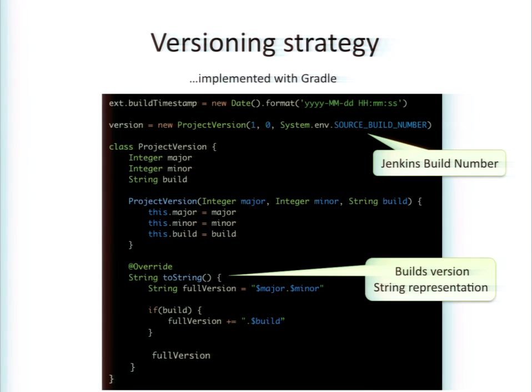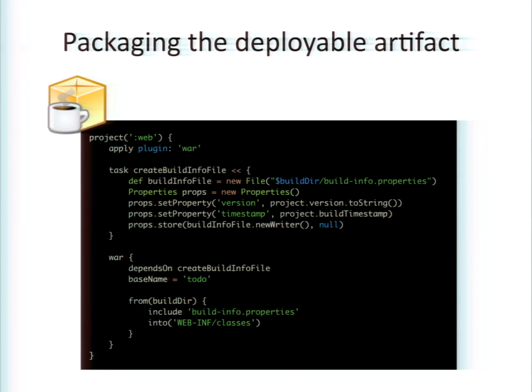So this is where our Jenkins build number will come in. I talked about this metadata that we want to include in our war. So this is how we could do it. We create a little task. We call it create build info file. And all it does is create this properties file, build info.properties, a simple properties object, and then stuffs in a few things that might be of interest.